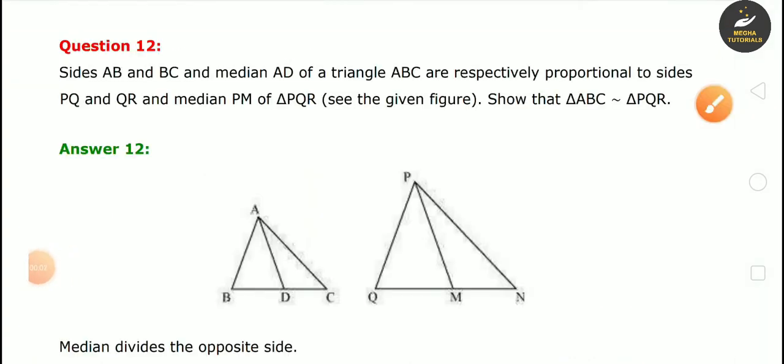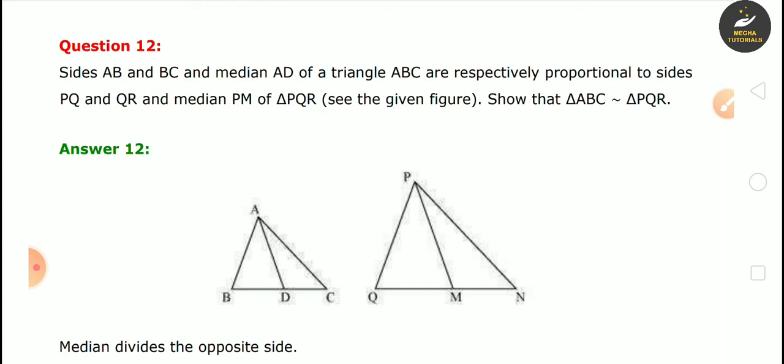Question 12. Sides AB and BC and median AD of a triangle ABC are respectively proportional to sides PQ and QR and median PM of triangle PQR. Then show that triangle ABC is similar with triangle PQR. So in the diagram, D and M are midpoints, AD and PM are medians, and side AB is in proportion with PQ, BD is in proportion with QM, and AD is in proportion with PM.